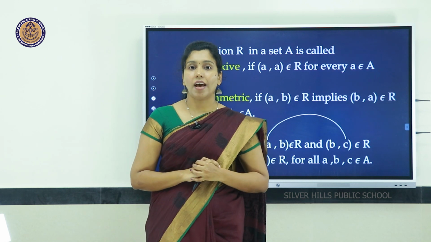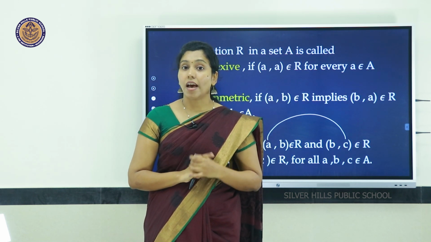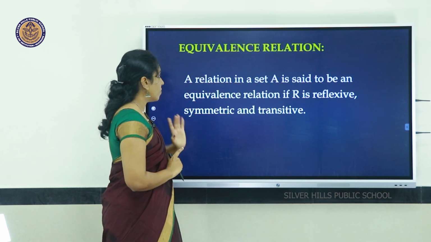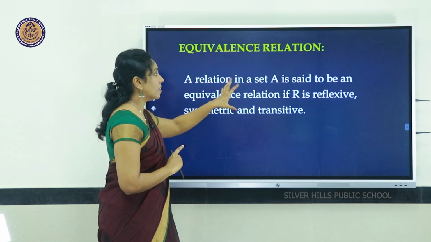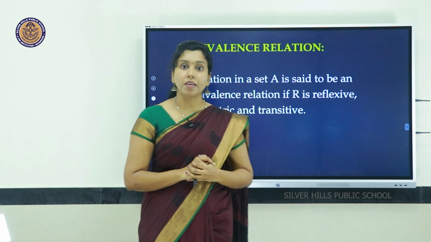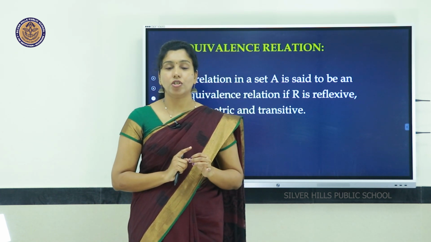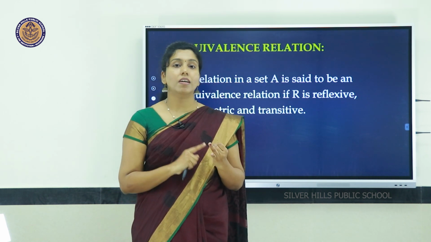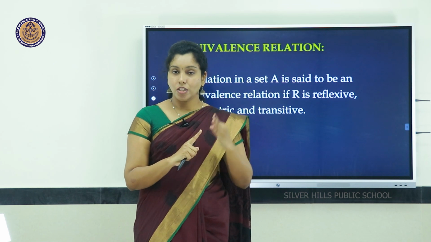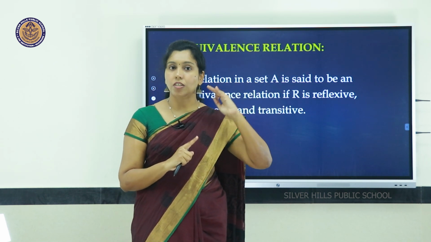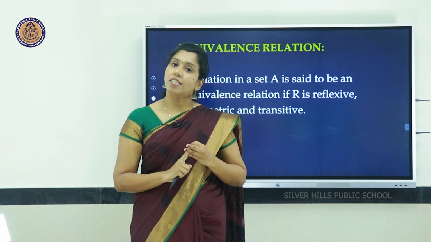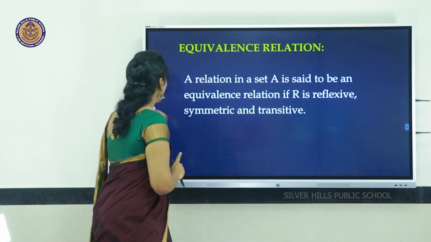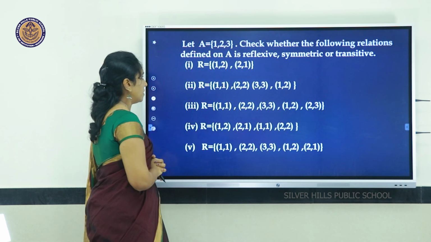Then that relation has a name, we call it an equivalence relation. What is it? Equivalence relation. A relation in a set A is said to be an equivalence relation if it is reflexive, symmetric and transitive. So if all these three properties hold, that relation is said to be an equivalence relation. Okay? So now let us consider an example.